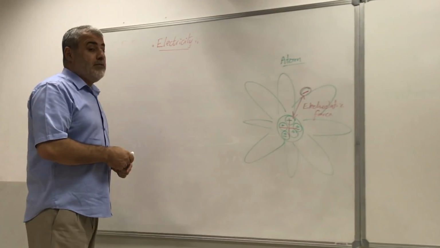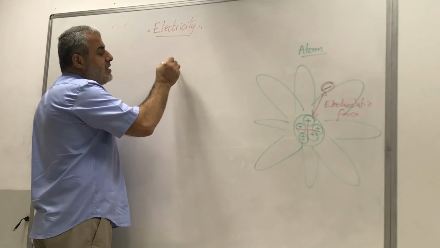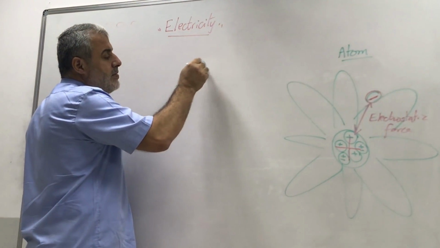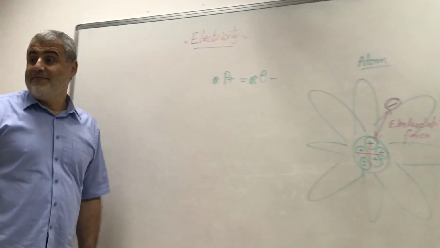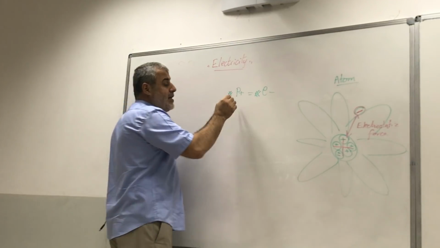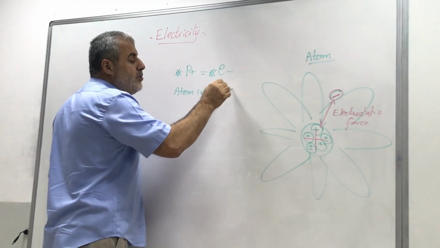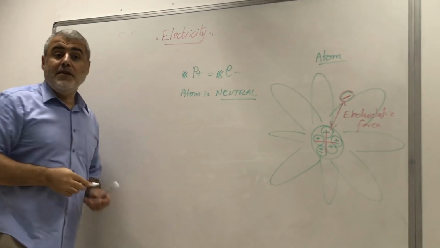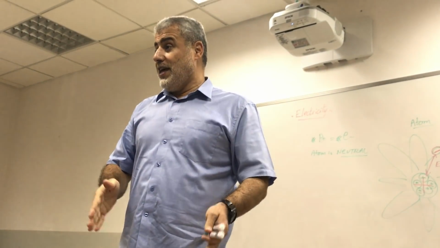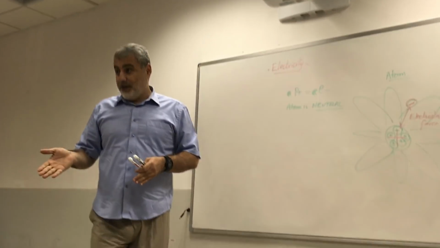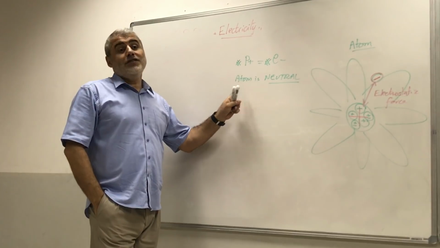Now, you study, for example, in chemistry, that inside the atom there's the same number of protons, positive, and the same number of electrons, which is negative. So we can say, in that case, the atom is neutral. Neutral doesn't mean that there is no charge. No, there is a charge, but the positive charge is cancelled by the negative charge, okay? We can say the net charge or the total charge is zero.